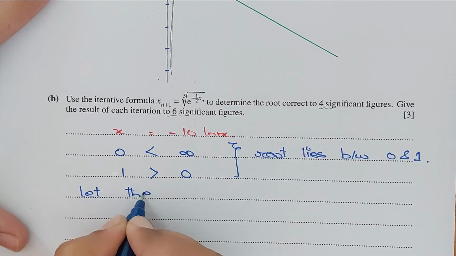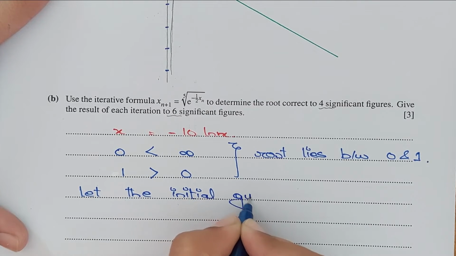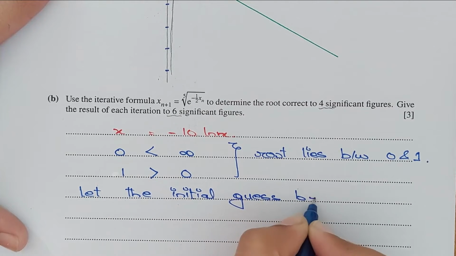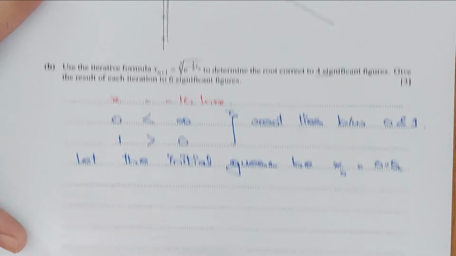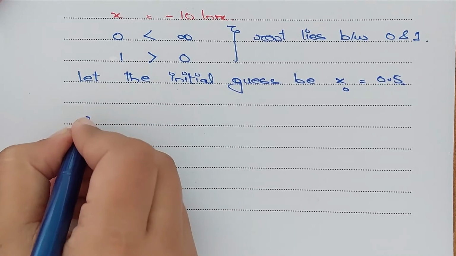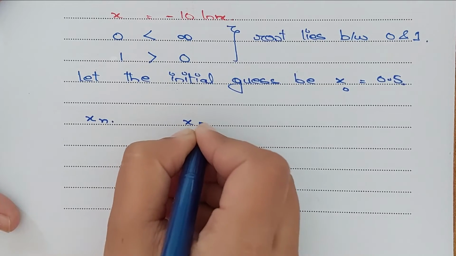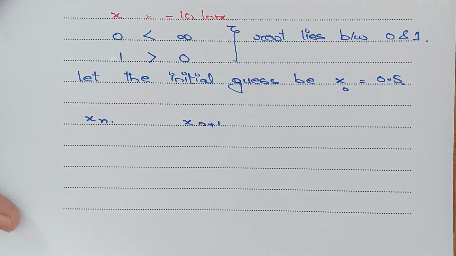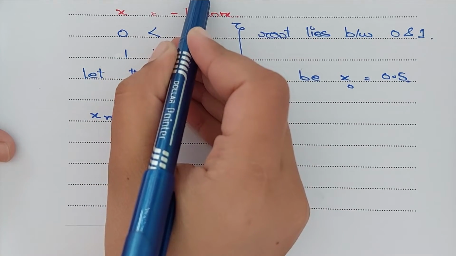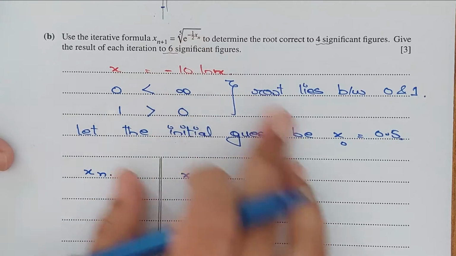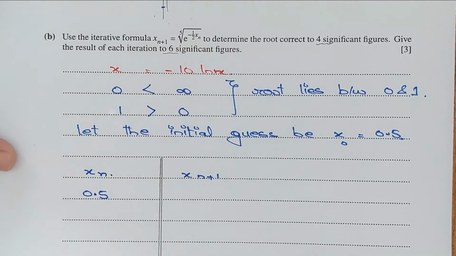So we can take an initial guess. Let the initial guess be x naught between 0 and 1, we can take 0.5, right? Okay, now let me make a table for xn and xn plus 1, right? Starting from xn, when we have x0, which is 0.5, we put 0.5. What is xn plus 1?